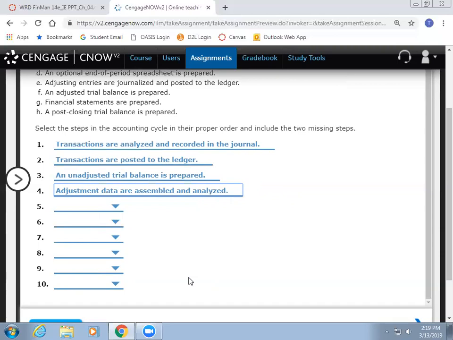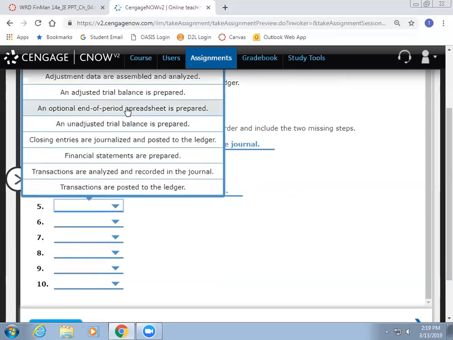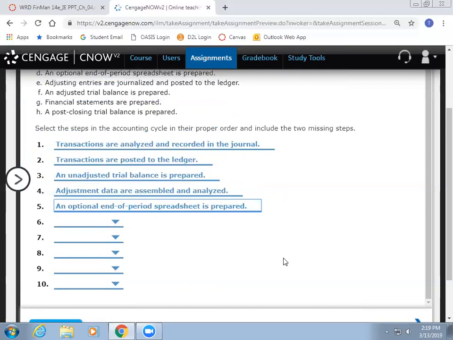Step 5 is optional. Step 5 is an optional end of period spreadsheet is prepared. We did not do that in this class, but basically what a worksheet is, it shows the unadjusted trial balance, it shows all the adjustments, and then you adjust it. So you kind of see an unadjusted to adjusted. It's not official, it's nothing that businesses have to, you know, disclose. It's just good practice. But as accounting has become more computerized, that's kind of gone out the door, okay? It just helps us prepare financial statements.